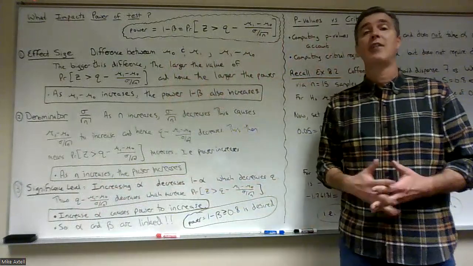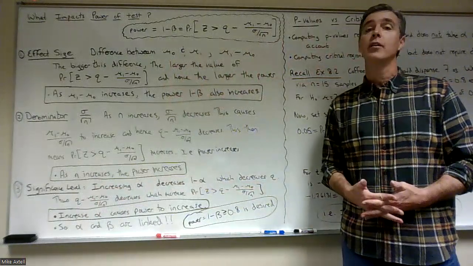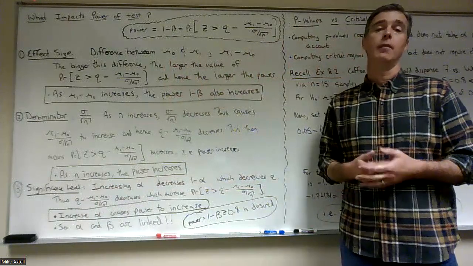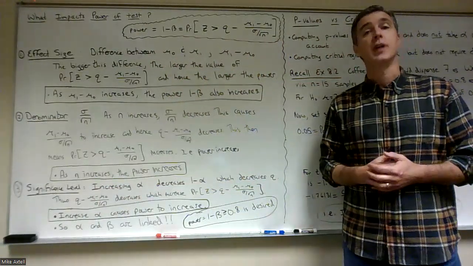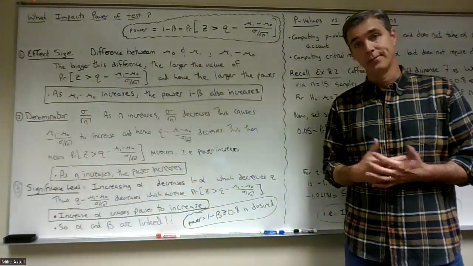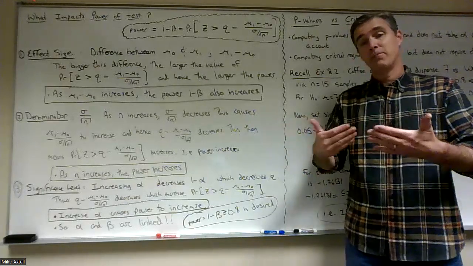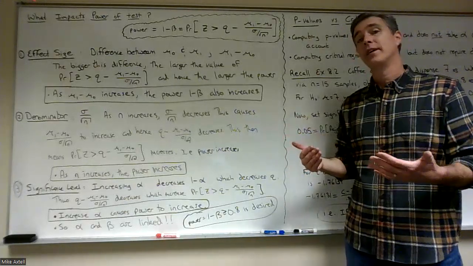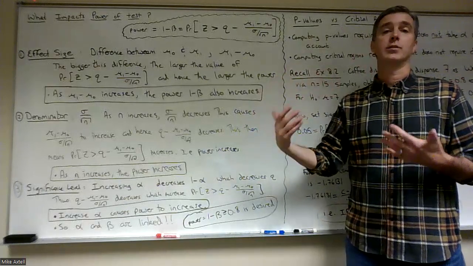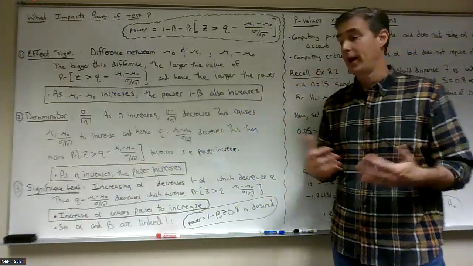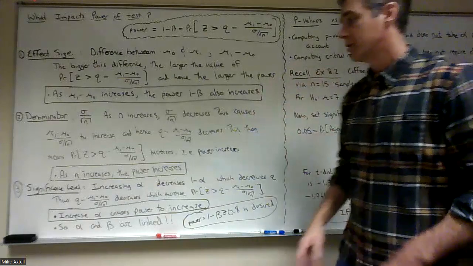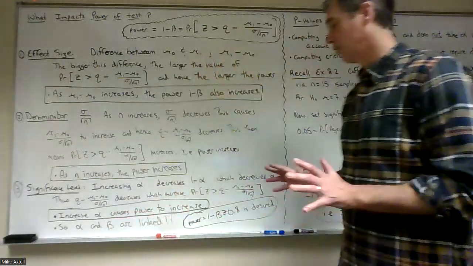So if you're willing to have a higher chance of committing a type 1 error, you're going to have a better chance of correctly rejecting the null hypothesis as well, all right? So it's kind of a push-pull. If you're willing to commit more type 1 error, you're going to have a higher power as a reward. And that might be good, it might be bad. All right, so this tells us that alpha and beta are both linked.